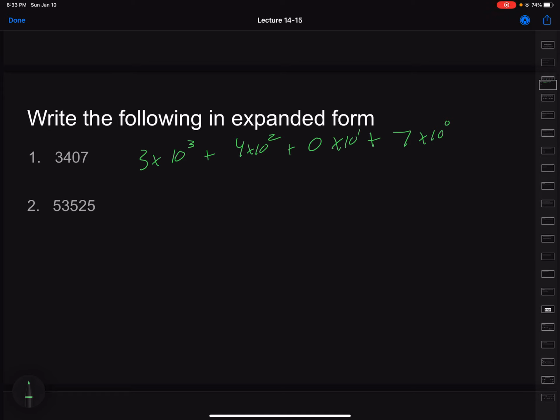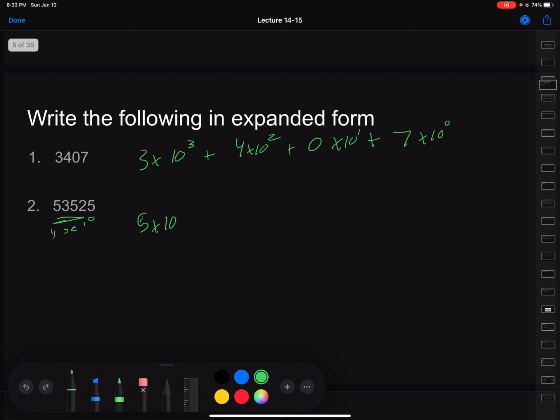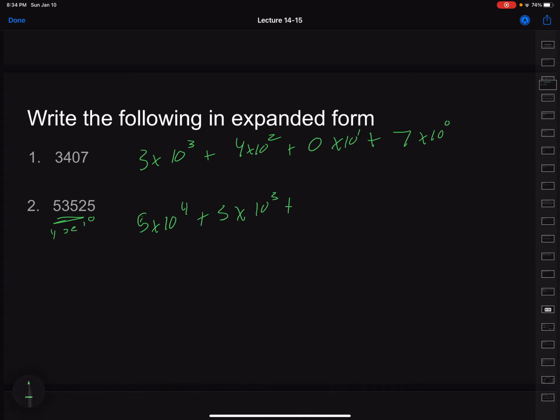And the same with this one here. We have 0, 1, 2, 3, 4. So we would have 5 times 10 to the 5th plus, 0, 1, 2, 3, 4. So we would have 5 times 10 to the 4th plus 3 times 10 to the 3rd plus 5 times 10 squared plus 2 times 10 to the first power plus 5 times 10 to the 0.